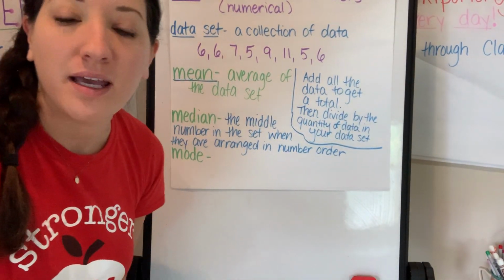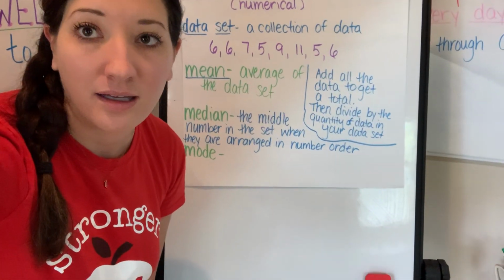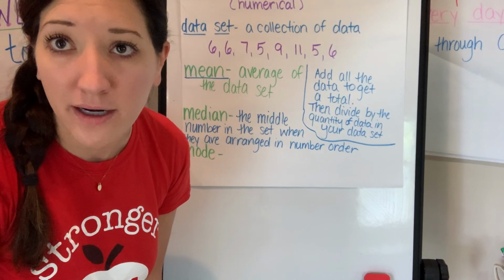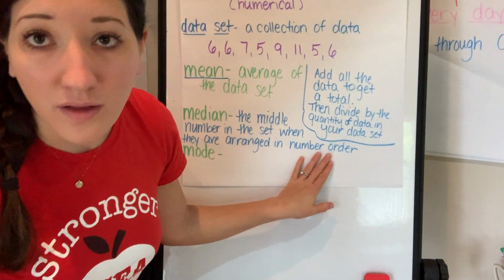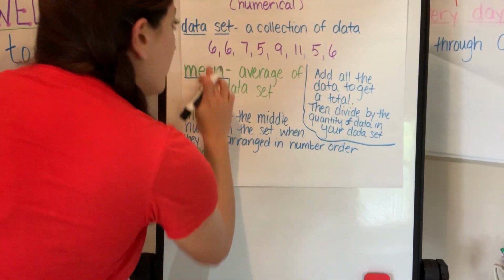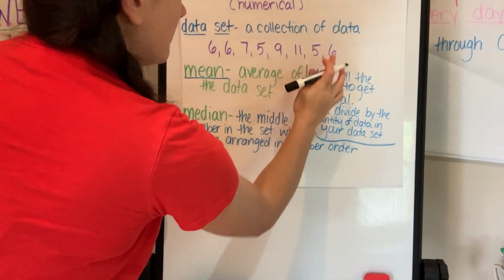Okay, a fancy way of saying in number order is chronological order. You might see that on a state test or on a Performance Matters quiz. So if it says chronological order, that is the same as number order. So here we've got 6, 6, 7, 5, 9, 11, 5, 6.